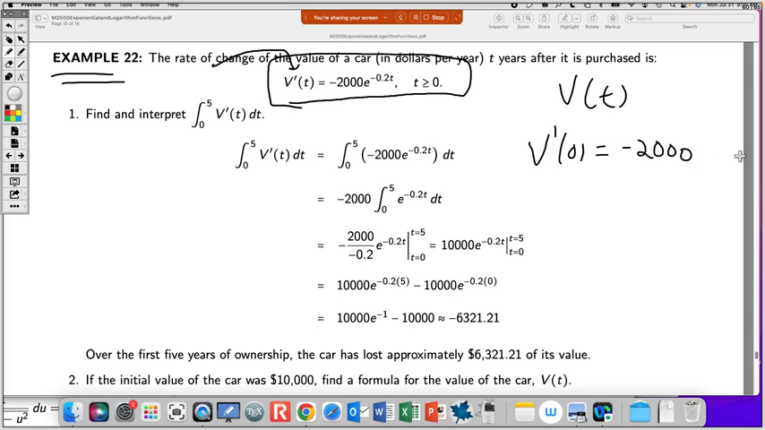Negative 2,000. So that means initially you're losing $2,000 per year on this car. That's depreciation. You follow? All right, so find and interpret the integral from 0 to 5 of V prime of t dt.